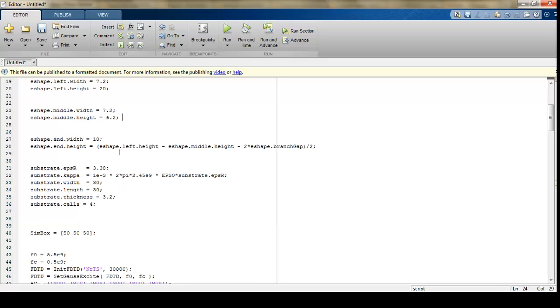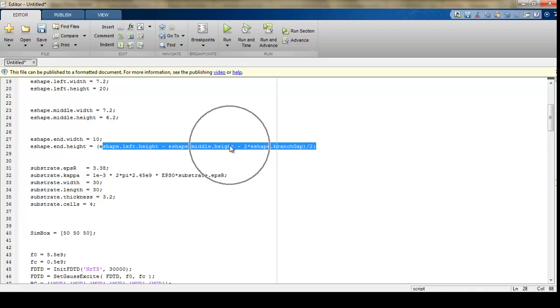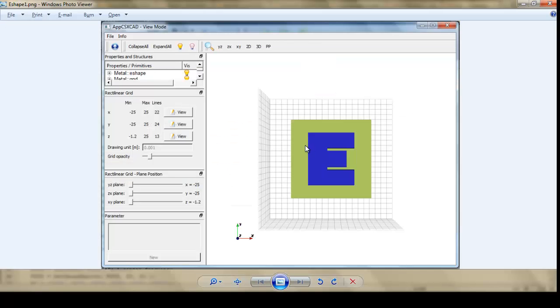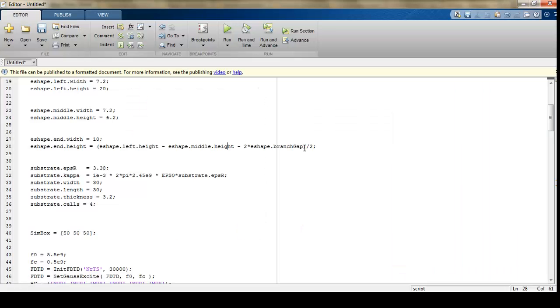The top branch and the bottom branch are identical in proportions. The width in the x direction, and since the top and bottom are identical, subtracting the middle height and the branch gaps results in the height of both the top and bottom portions combined. Dividing this value by 2 results in the height of the top and bottom individually.